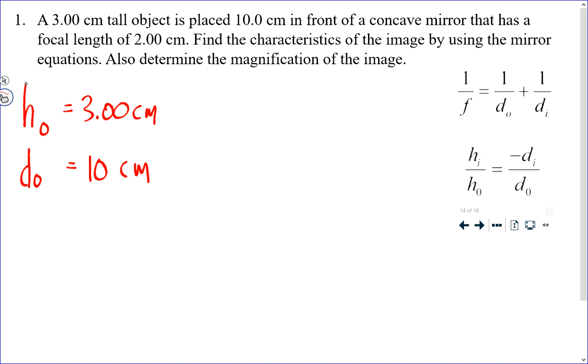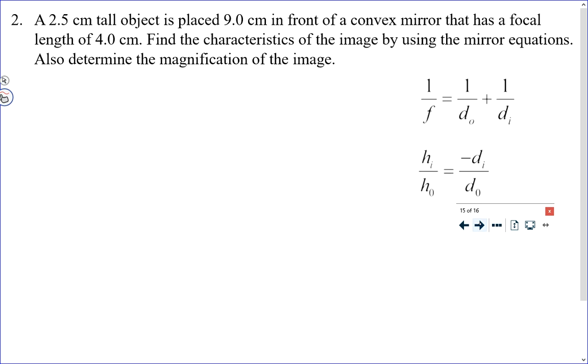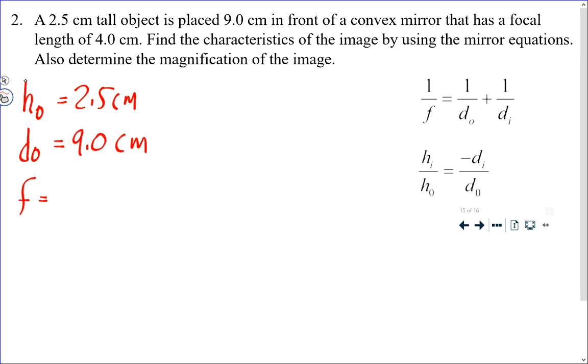Focal length of the mirror is 2 centimeters, so F equals 2 centimeters. Now, I'm going to jump ahead to the next question, and then we'll come back to this one in just a second. But one of the things question 2 says is that you have a mirror with a focal length of 4 centimeters. We can write in some other stuff here. The height of the object in question 2 is 2.5 centimeters. The displacement of the object is 9 centimeters, and the focal length is 4 centimeters.